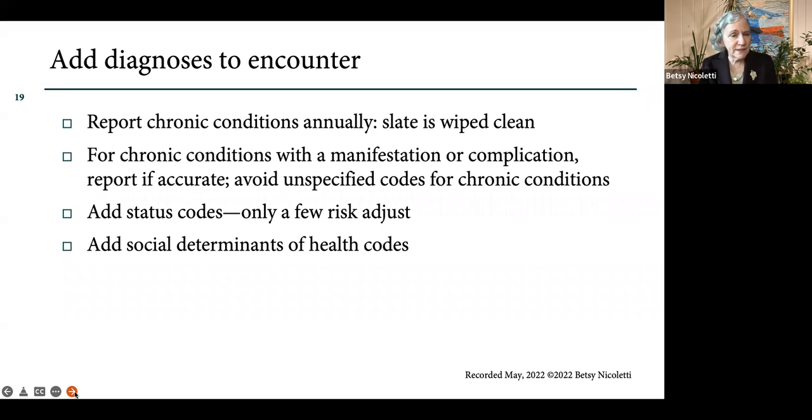And for HCCs, the social determinants of health codes don't have a risk adjusted factor, but they do for some Medicaid programs and for certain other payers. So add those if they're relevant. Those are in the Z55 to Z65 series of codes.